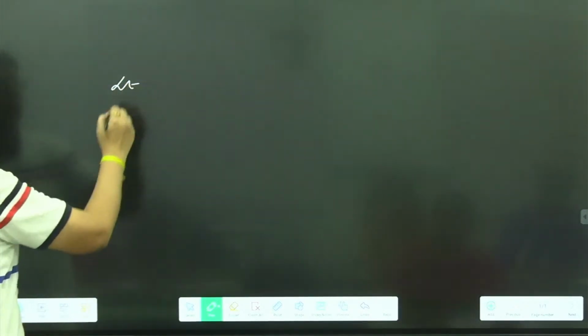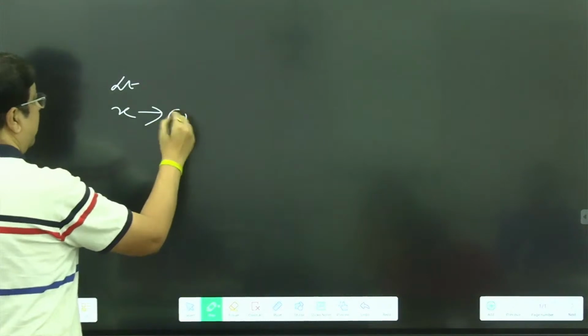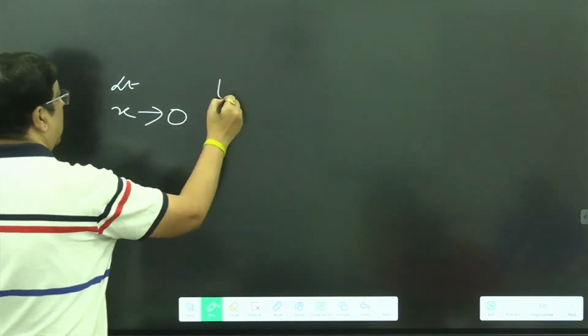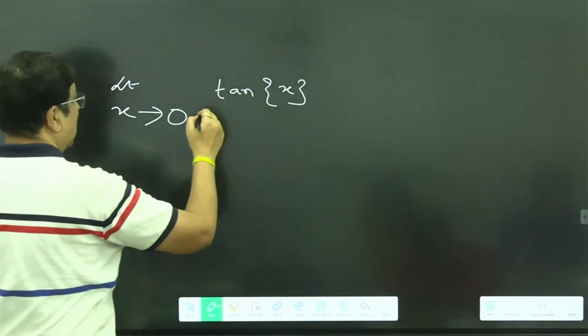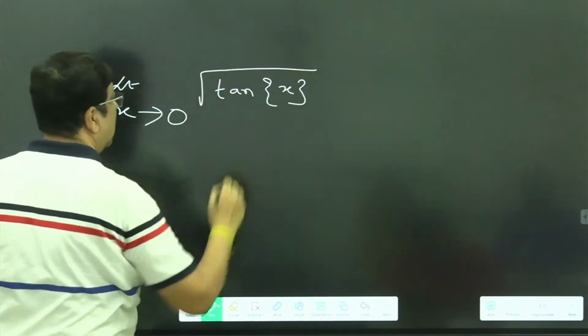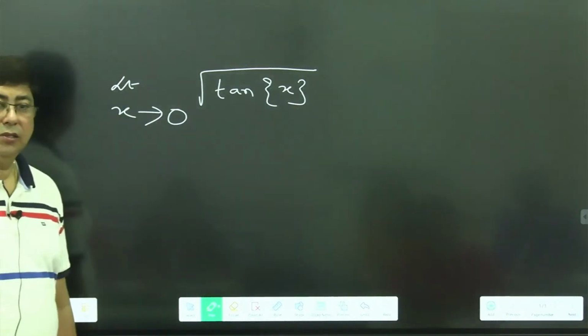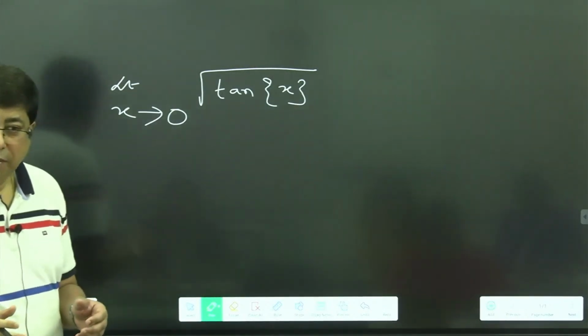One minute, let me clear some concept. Limit x tends to 0 of root over tan of fractional x. Everybody, fractional x. How to solve this sum?